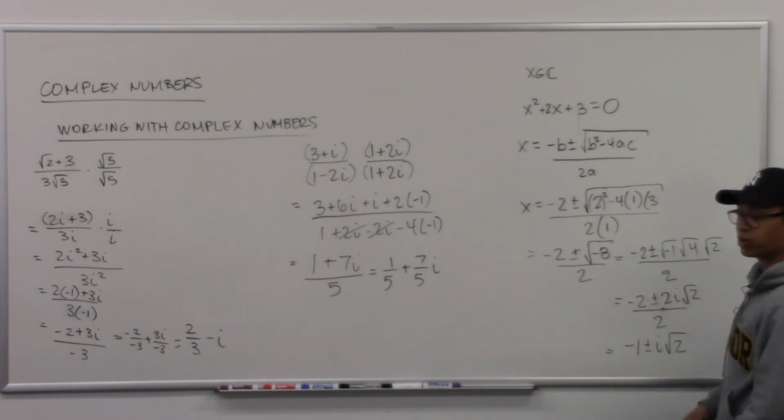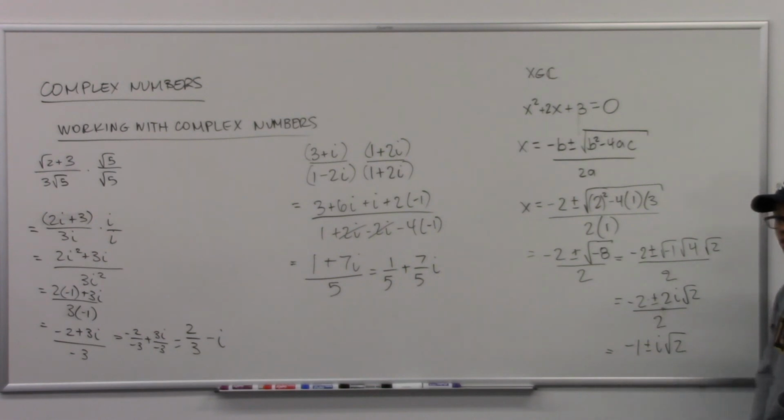I reduce the 2 out of everybody. It's like writing each one over 2, right? Remember I was showing that? So -2 over 2 is this. 2i root 2 over 2 is this.